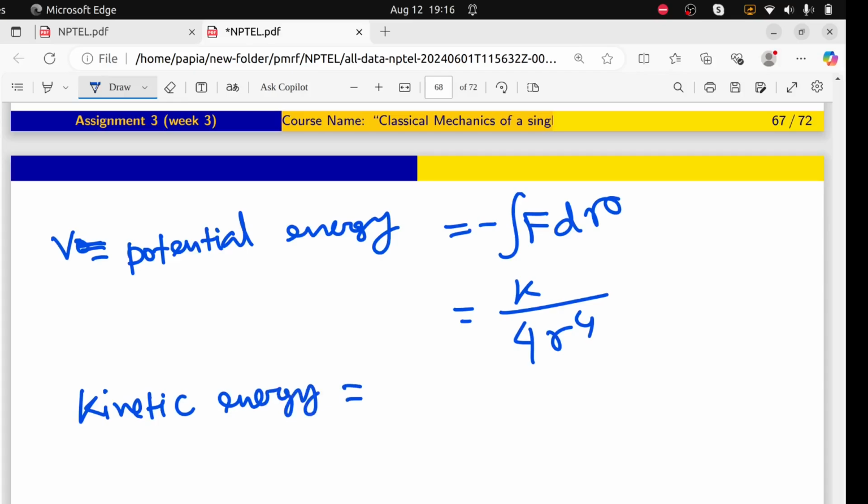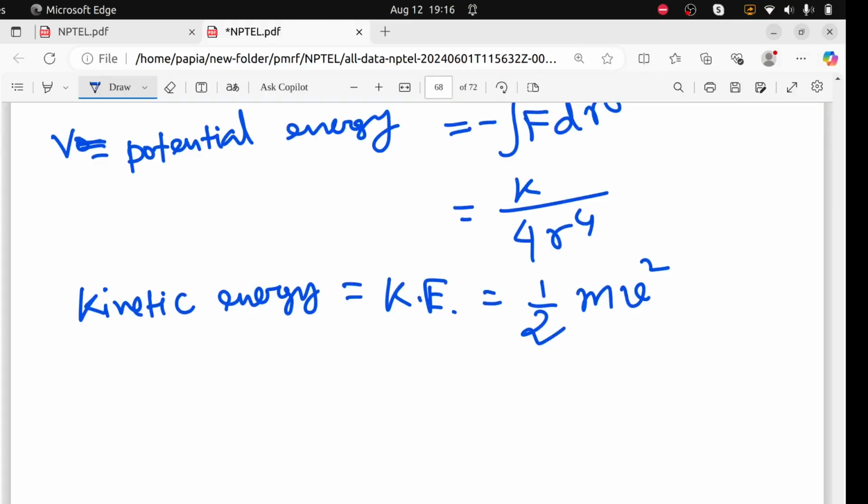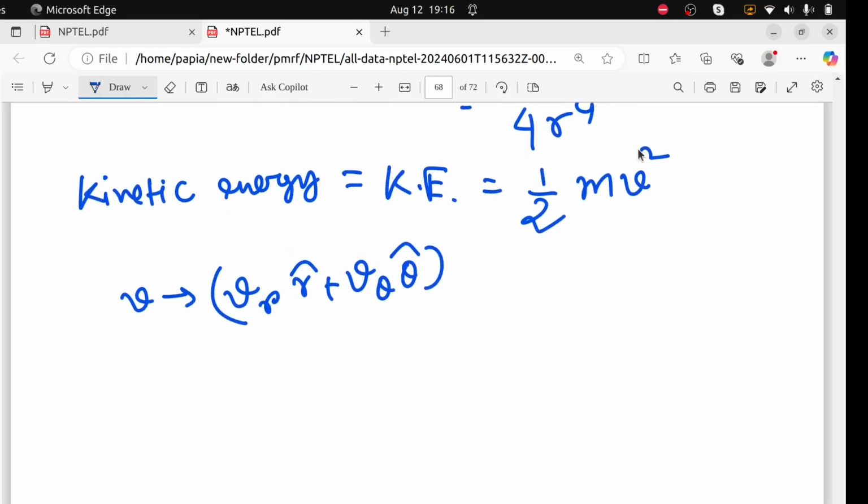This is simply half m v square. And what is v here? v is again v_r r cap plus v_theta theta cap, as it is a central force field, planar in motion.